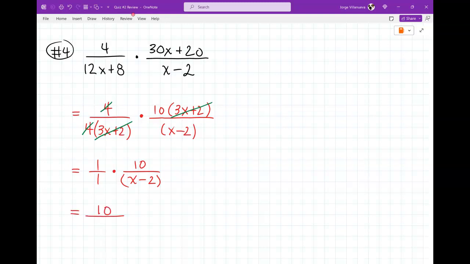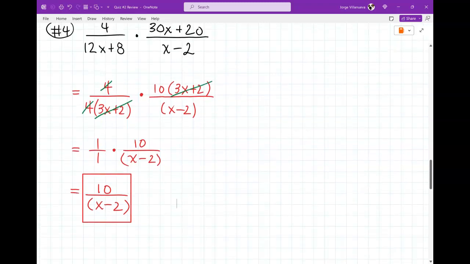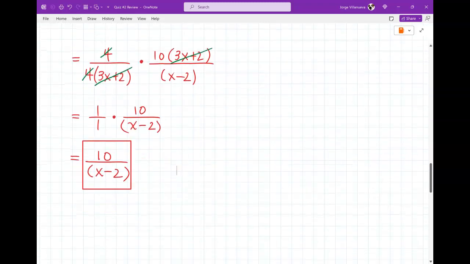This will be 10 over x minus 2. Let me try to fix that here. Are we okay with this one? So again, still haven't gotten to anything that difficult yet. I guess I don't want to say difficult, that complicated. Okay.